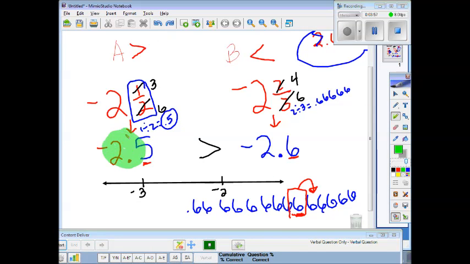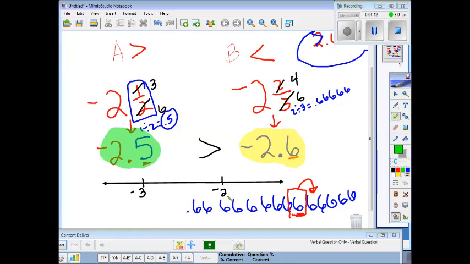I'll do this one in green highlighter. I'll do this one in yellow highlighter. Okay? Who can help me? Where would negative 2.5 go? Where would negative 2.5 go on that number line? Specifically, give me the specifics.